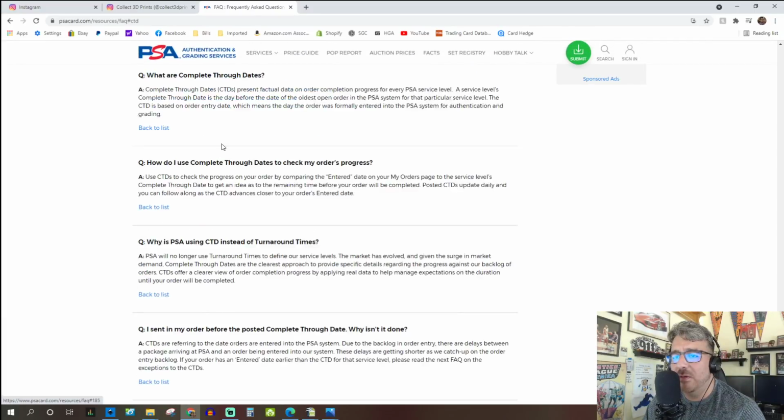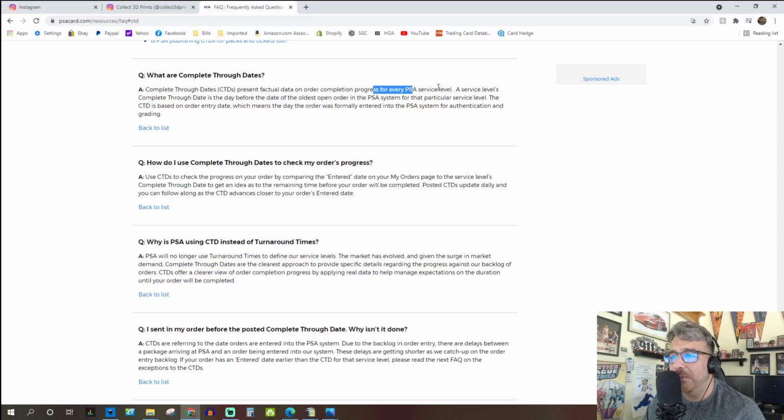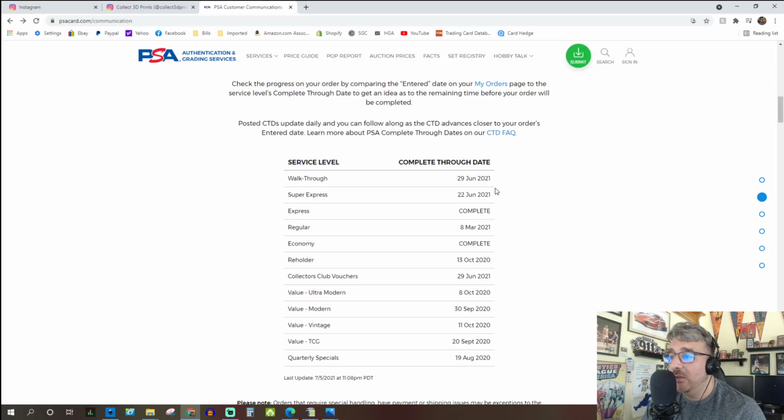Complete through dates. What are complete through dates? "Complete through dates present factual data on the order completion process. A service level's complete through date is the day before the date of the oldest open order in the PSA system for that particular service level." So the day before the oldest open order.